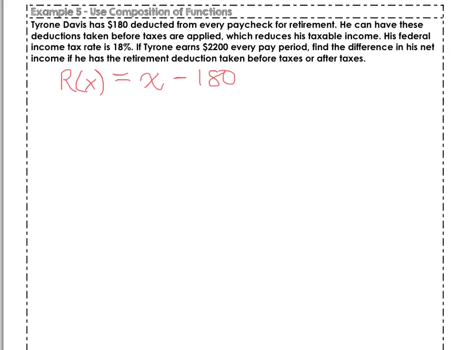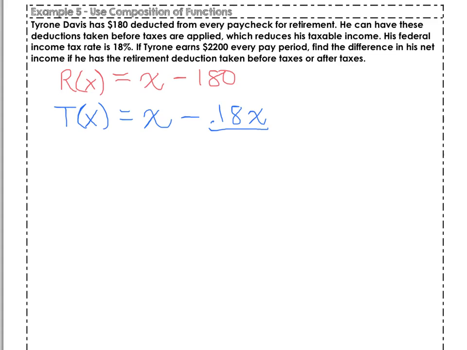Let's keep reading. He can have these deductions taken before taxes are applied, which reduces his taxable income. His federal income tax rate is 18%. All right, here is our next amount of money. I can take that money on my paycheck, aka X, and I'm going to take away 18% of it. Now 18% is 0.18, but it's 18% of my paycheck, which is why I have to multiply it by 0.18. Here are my two functions.